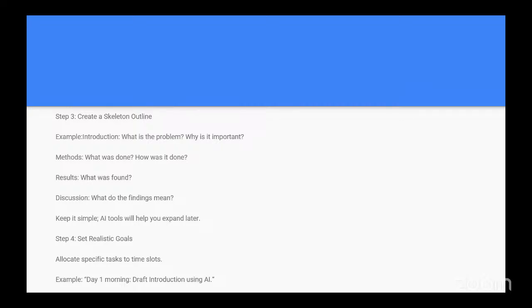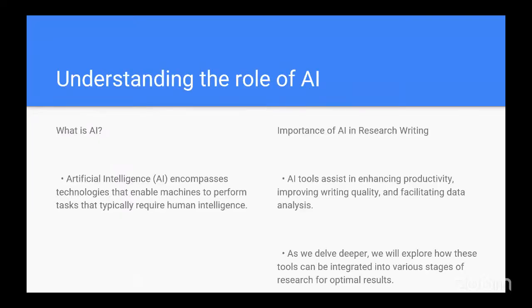And then step 4, which is very importantly, is set realistic goals. We have to allocate specific tasks to time slots. For example, we say, in the morning, we start by saying, I want to draft introduction using AI, depending on the timeline we're having.